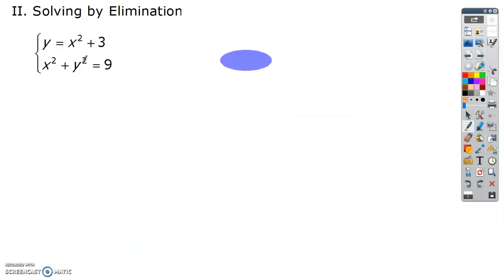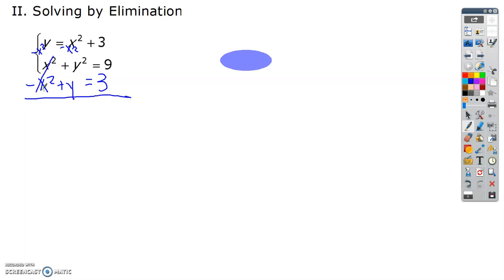So look how this one's different. Could I substitute? Certainly. I could plug this x squared plus 3 in for y, but then I'd square it. So I'd be up to a 4th power, which can get pretty feisty. So instead, here's what I'm going to do. I'm going to take that equation and subtract over an x squared to the left-hand side. So I have negative x squared plus y equals 3.